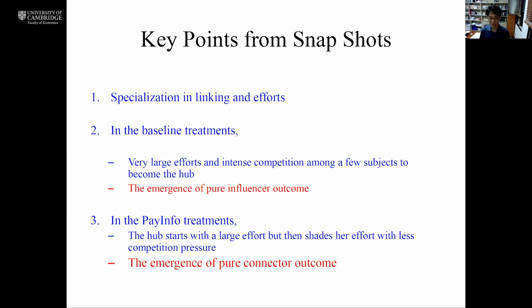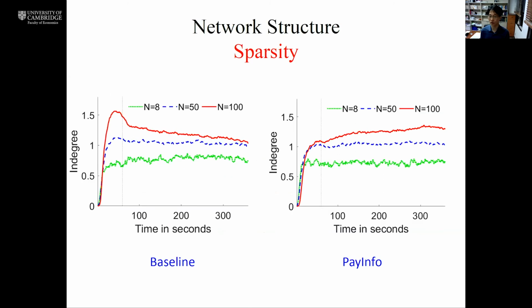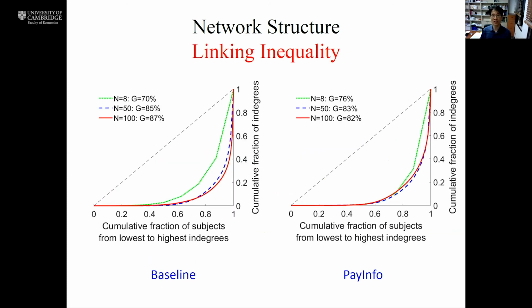Okay. Now, let me start with the network structure. Again, on the left-hand side is the baseline, and on the right-hand side is payoff information. Within each panel, there are 3 group sizes. The in-degree is around 1, so it's a very sparse network. About the linking inequality, in both baseline and payoff information, in every network size, we observe very highly unequal linking outcomes.